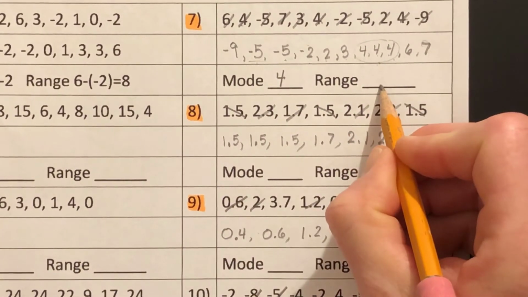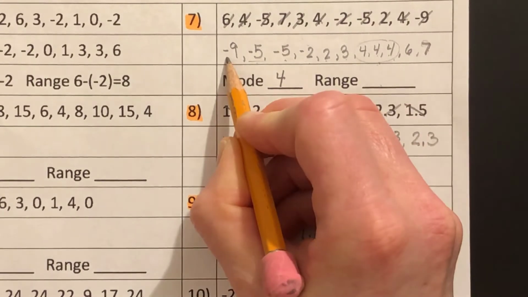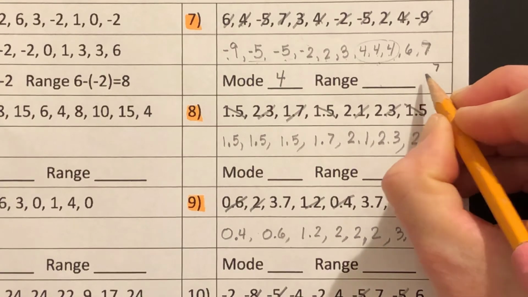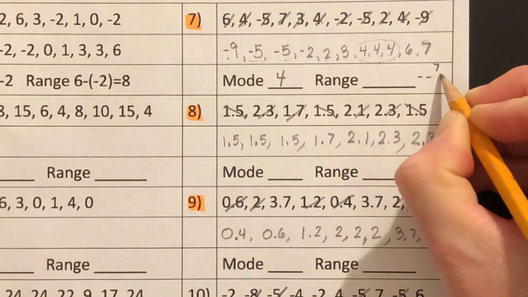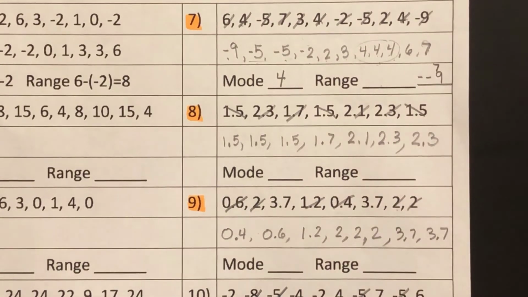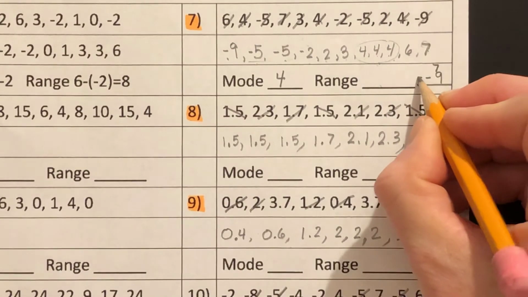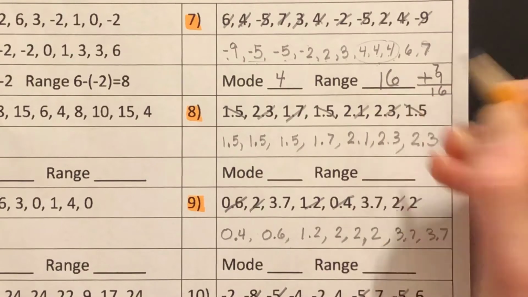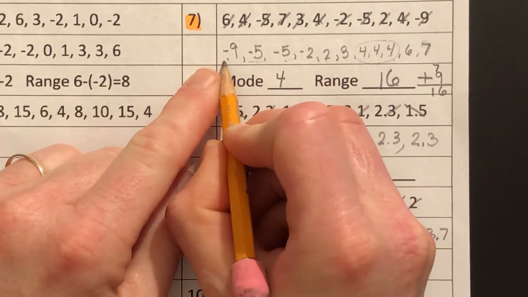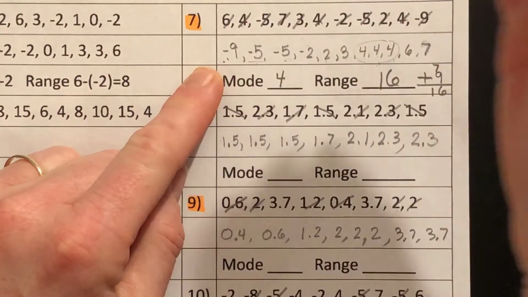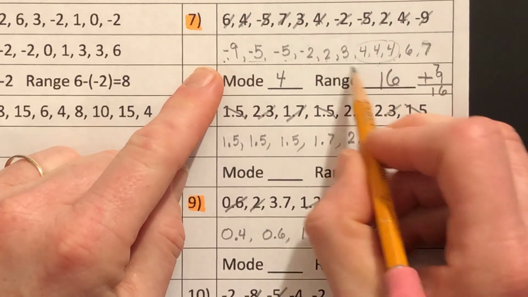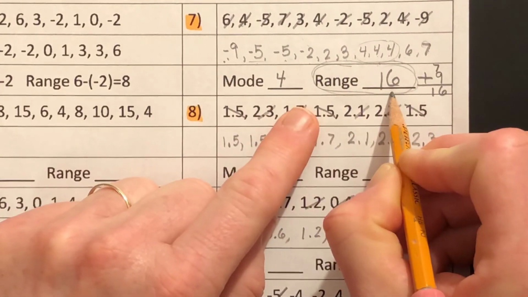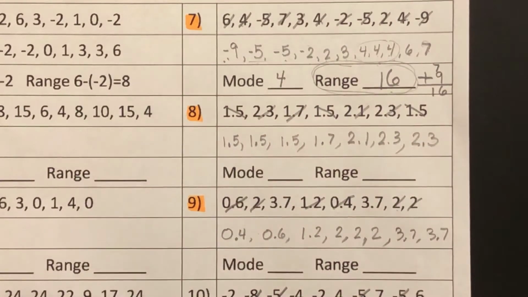The range is how far apart from 7 to -9. That's a lot of distance. So 7 minus -9 would be plus 16. So you go -9 and you go forward 16 to get 7. So the span of the numbers, the range, is 16. That's how far apart they're spread.